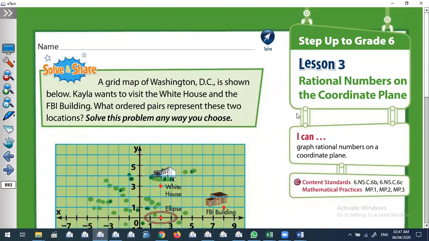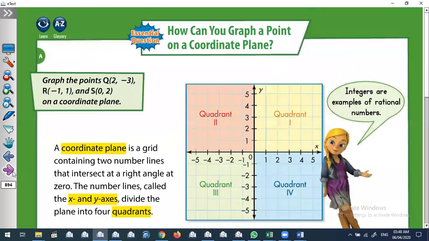How are you today? Our lesson today is lesson 3, which is rational numbers on the coordinate plane. First, we need to know what is the meaning of coordinate plane.